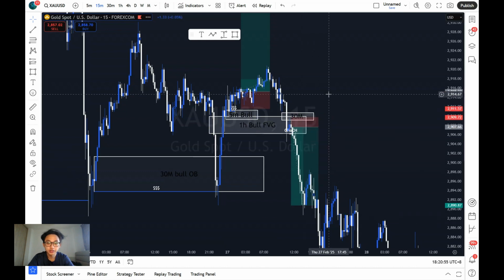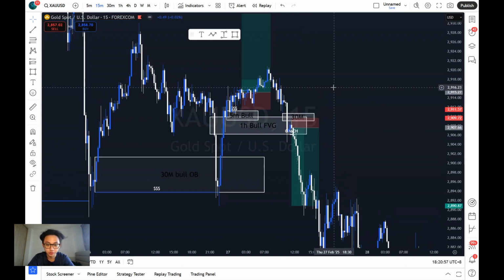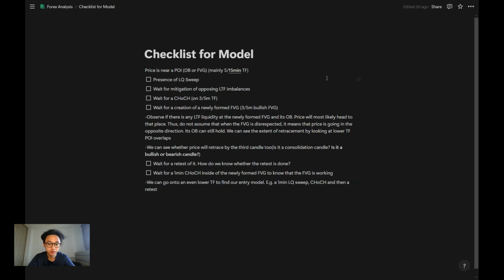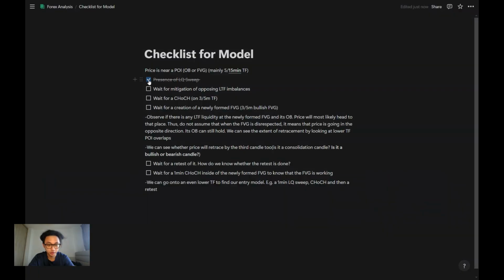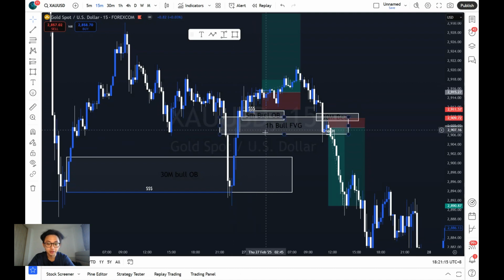Hey traders, let's take a look at a few trades that I took on gold. So, this will be the checklist and we'll be following it. Right here I saw a presence of a liquidity sweep under the 30-minute bullish order block. So, presence of liquidity sweep, waiting for mitigation of opposing low time frame imbalances.